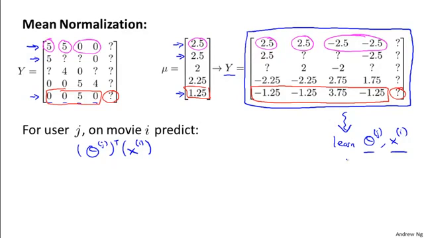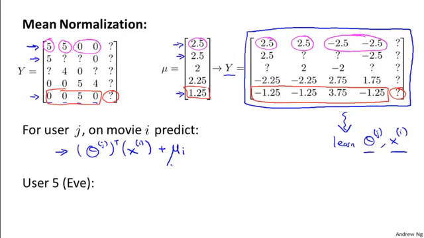But because in the data set I had subtracted off the means, in order to make a prediction on movie i, I'm going to need to add back in the mean, mu i. And so that's going to be my prediction, where in my training data I subtracted off all the means, and so when I make predictions I need to add back in these means mu i for movie i.